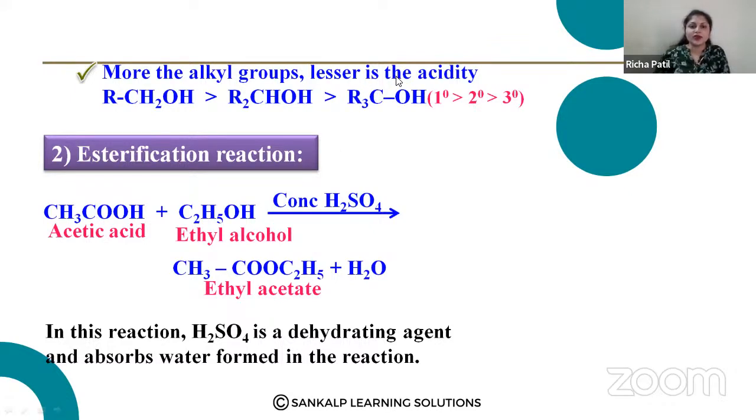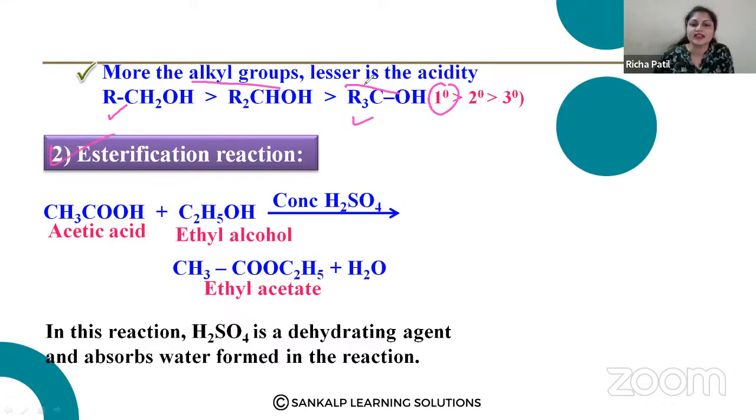Based upon the R groups, you can see here, if one is there, it is more as compared to three. So primary is more stable than secondary and tertiary. If you have a primary alkyl group, then the primary alcohol will be more stable than secondary and then tertiary. So more alkyl groups means lesser the acidity.